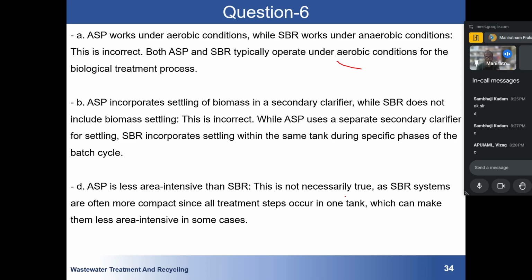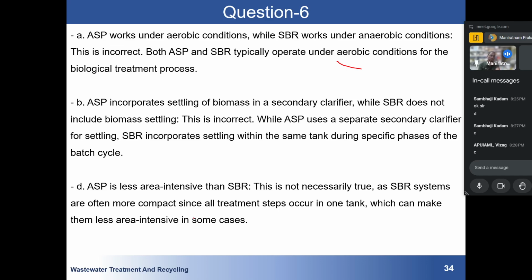This one is not necessary. SBR systems are often more complex to operate, but they can make them less area intensive in some cases. So SBR is less area intensive and ASP is more area intensive. But this depends, it is not entirely correct.